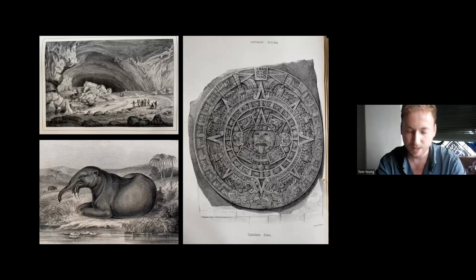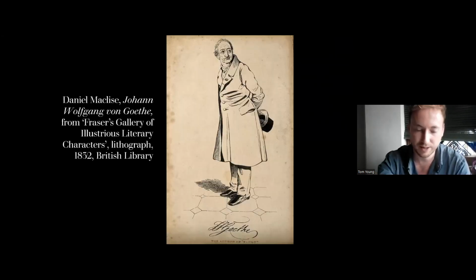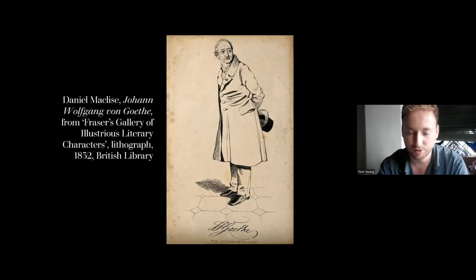The format equally featured in the India Review, a periodical published in Calcutta in the late 1830s by Dr. Frederick Corbin, a, quote, strenuous reformer and member of the East India Company's medical service. This publication not only included the lithographer Colesworthy Grant's facsimiles of Fraser's gallery of illustrious literary characters, and this is a series of autographed portraits that are released in the London-based periodical Fraser's Magazine, but stated that these illustrations would, quote, throw out the hint to public men in Bengal.